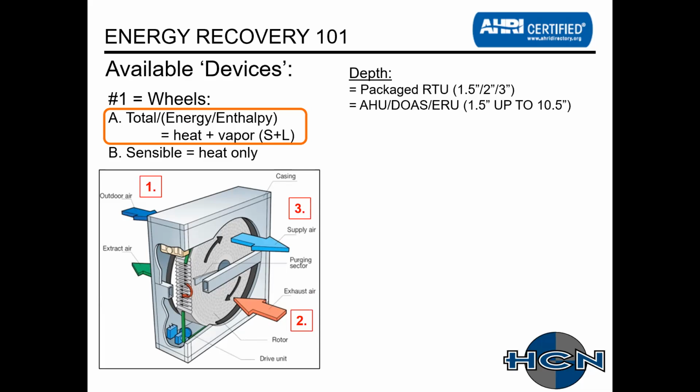And then the characteristics that are typical of these wheels is they come in different depths. Typically in packaged rooftop units, where we're at a premium for space, the wheels are typically thinner in depth, 1 inch to 1.5 inches up to 3 inches. And then as we get into larger sizes or more complicated air handlers, makeup air units, energy recovery units, et cetera, we see a wide variety of energy recovery wheel thicknesses, 1.5 inches all the way up to 10.5 inches.